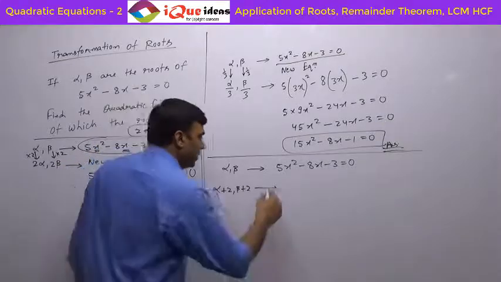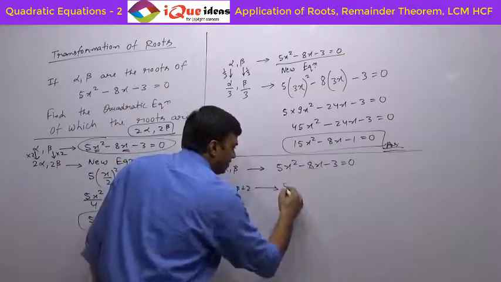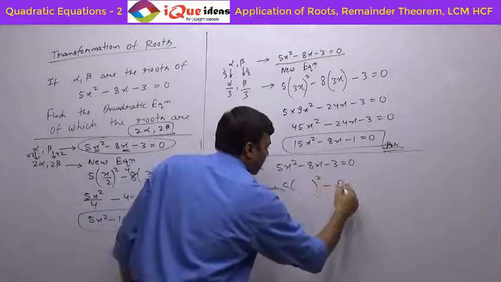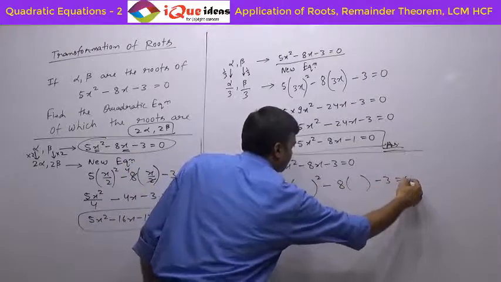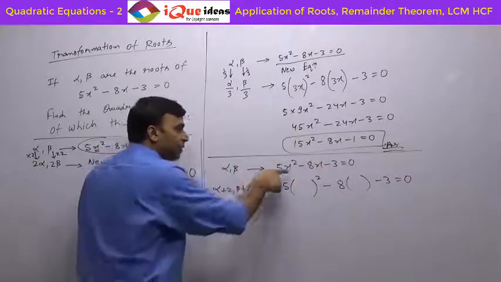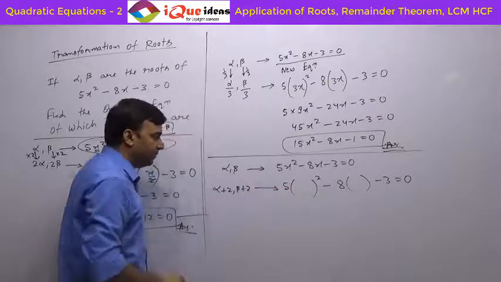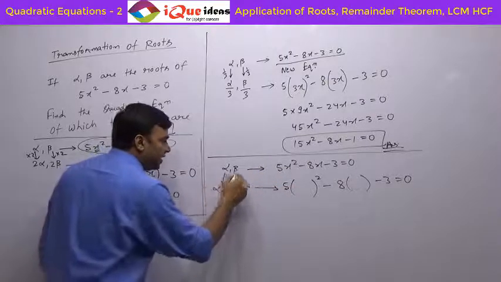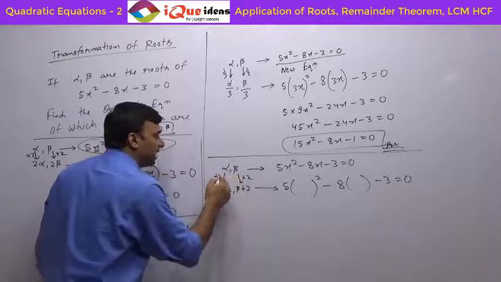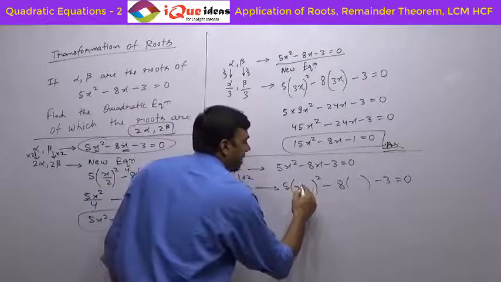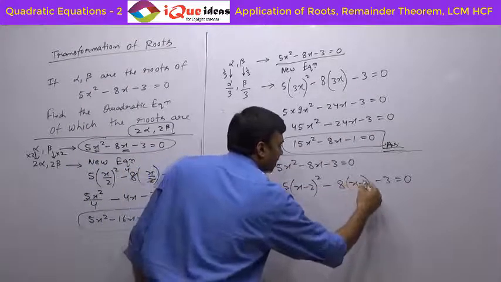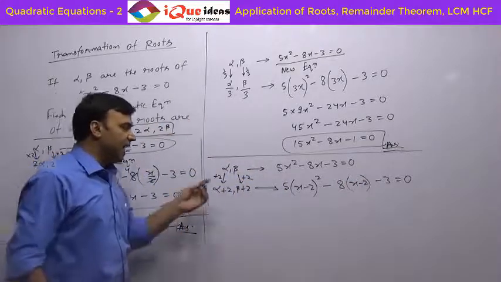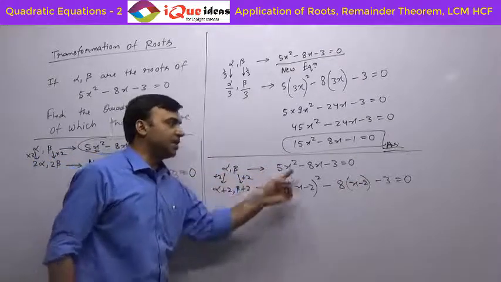Now what do you do? The new equation will have the same structure. So it is 5 into something square minus 8 into something minus 3 equal to 0. So the structure is the same. It is just that in place of x, what do we write here? We have to decide. Now what are we doing? Here we are saying that the roots are added by 2. So plus 2. That means in x we will subtract by 2. So x minus 2 comes here, x minus 2 comes here. See, we are adding 2 to the roots. So x will get subtracted by 2.